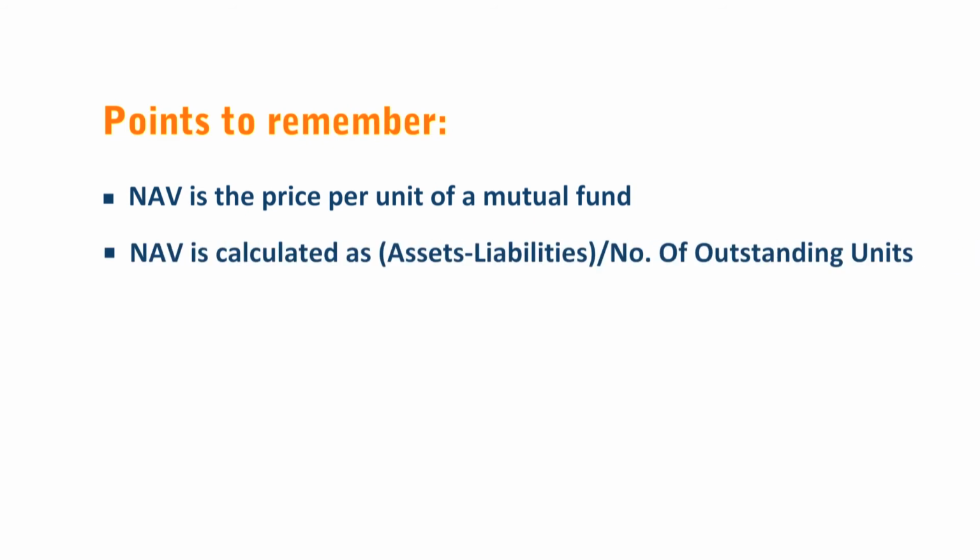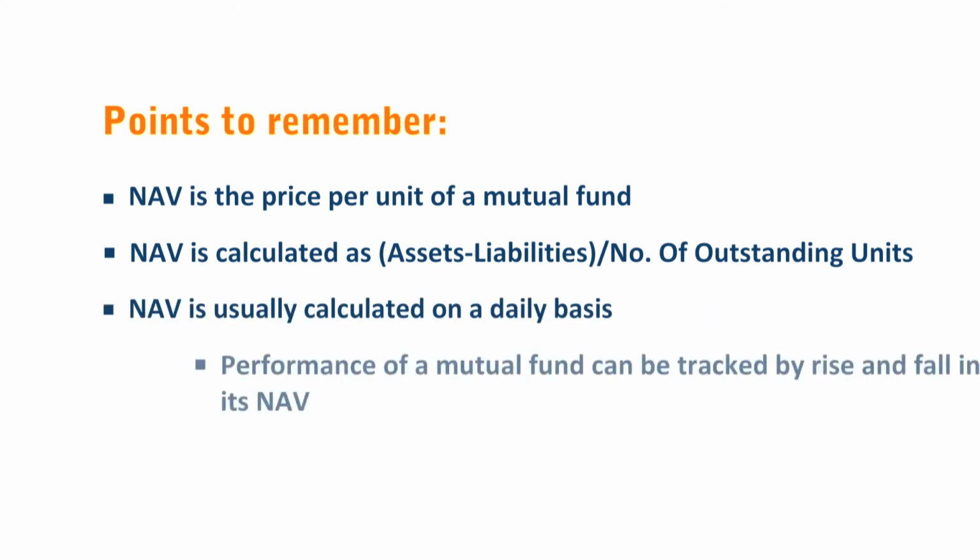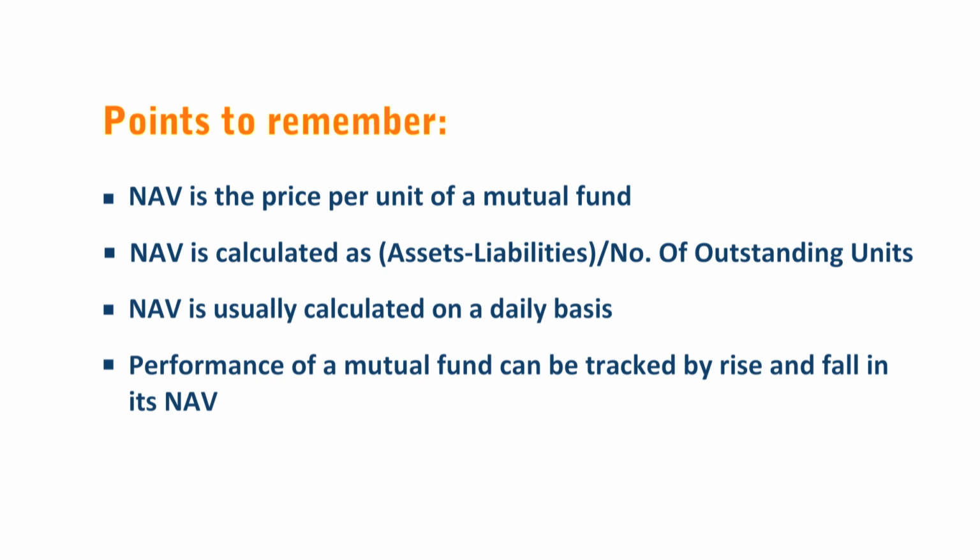NAV is calculated as assets minus liabilities divided by the number of outstanding units. NAV is usually calculated on a daily basis. Performance of a mutual fund can be tracked by rise and fall in its NAV.